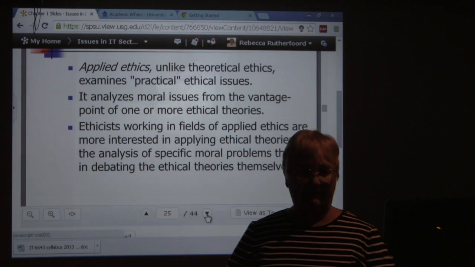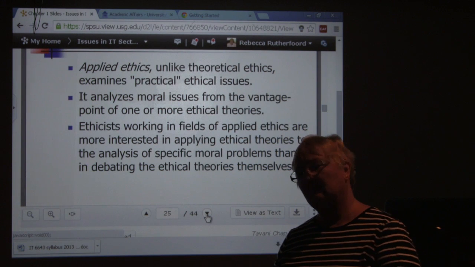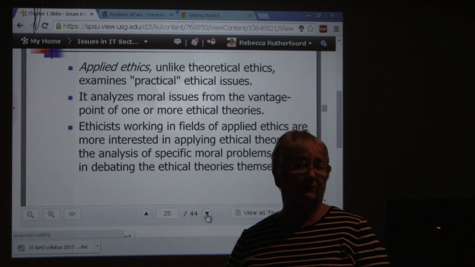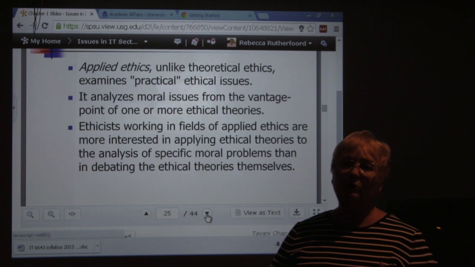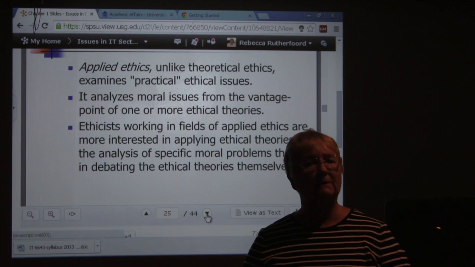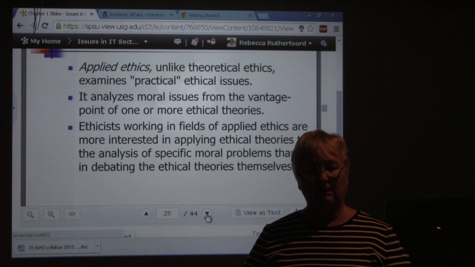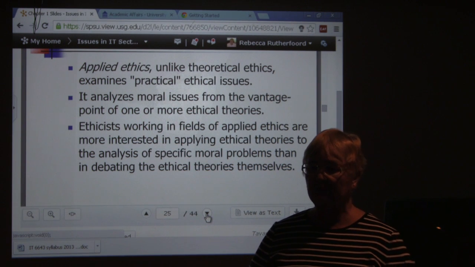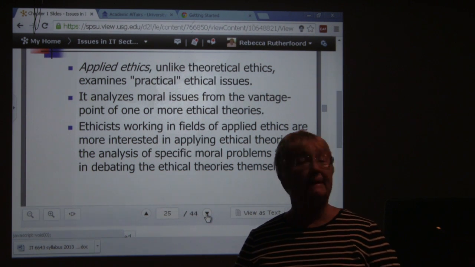The term applied ethics, notice it says it's unlike the study of theoretical ethics that we do in philosophy classes and so on. We'll look at how we deal with ethical, what we call dilemmas, in a practical way. One of your labs is taking an ethical dilemma.